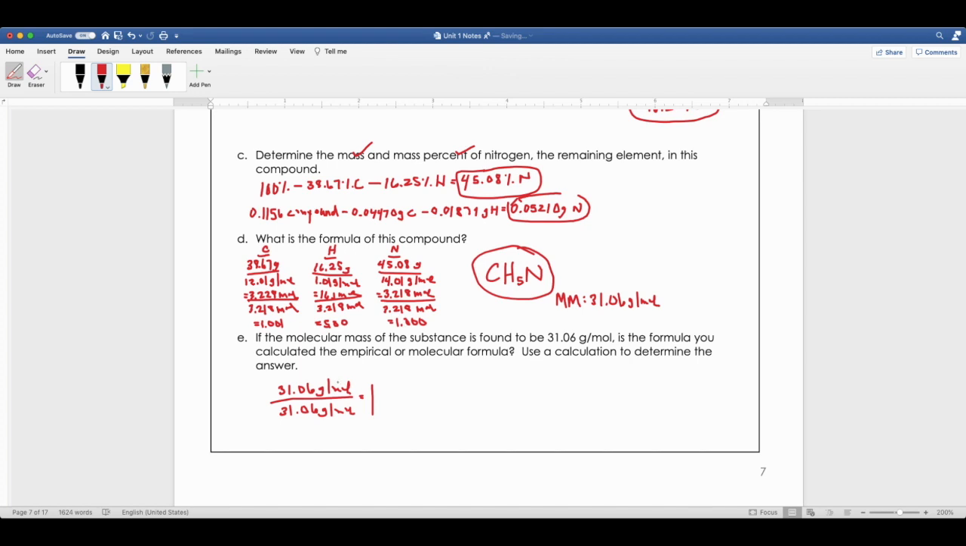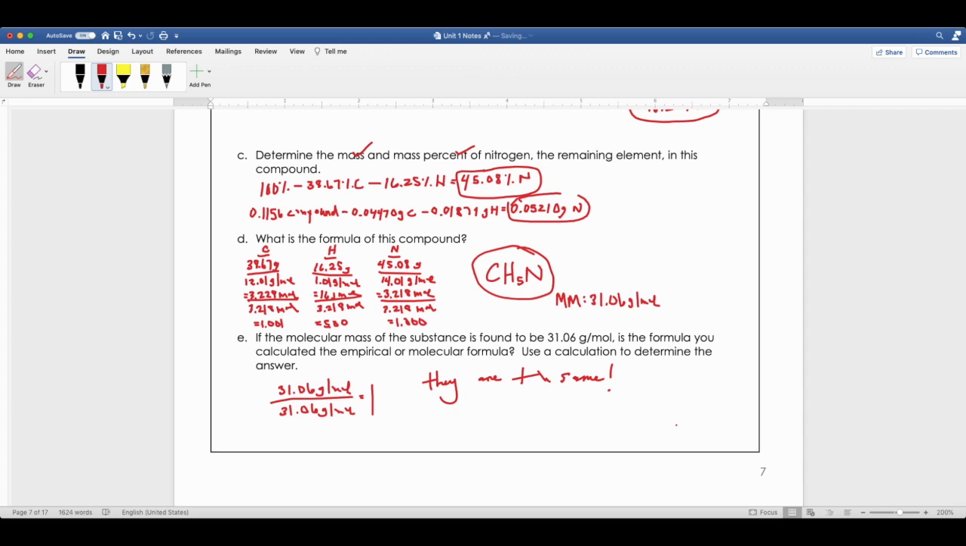So in this case, because the molecular molar mass equals the empirical molar mass, the empirical and molecular formulas happen to be the same. So in this case, CH5N is both the empirical formula and the molecular formula.